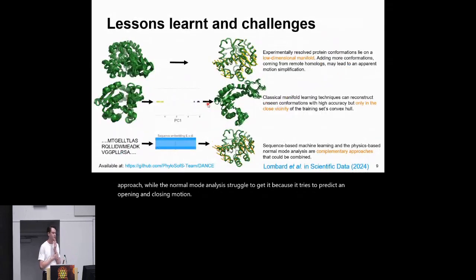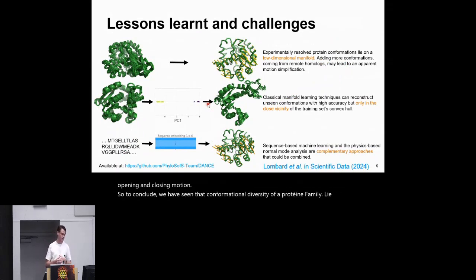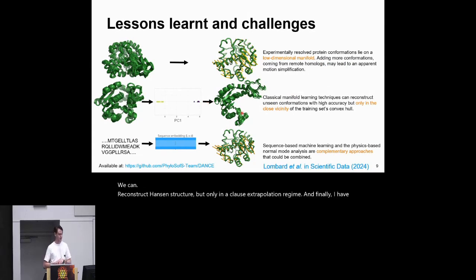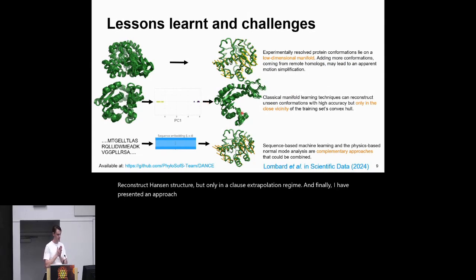So to conclude, we have seen that the conformational diversity of a protein family lies on a low-dimensional manifold. We have seen that using classical manifold learning methods, we can reconstruct unseen structures, but only in a close extrapolation regime. And finally, I have presented an approach using protein language models to predict linear motions.